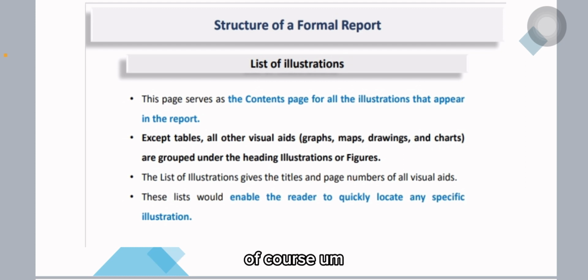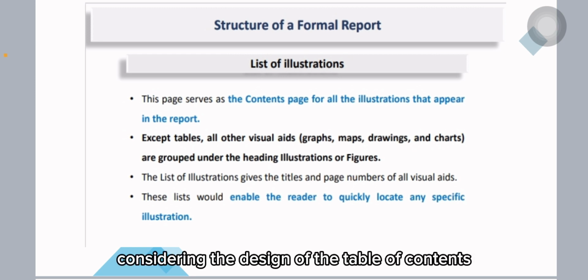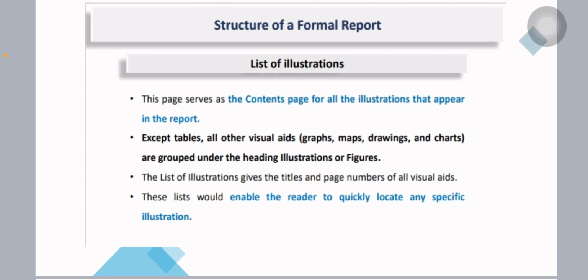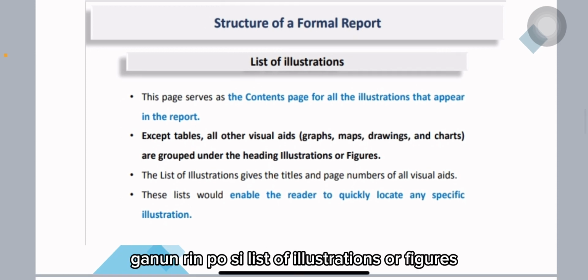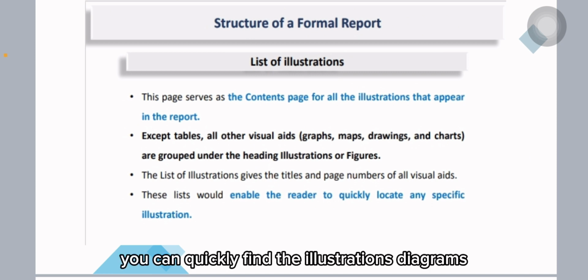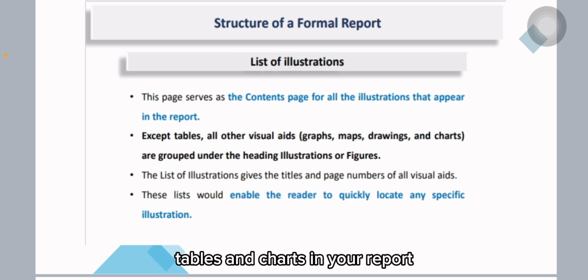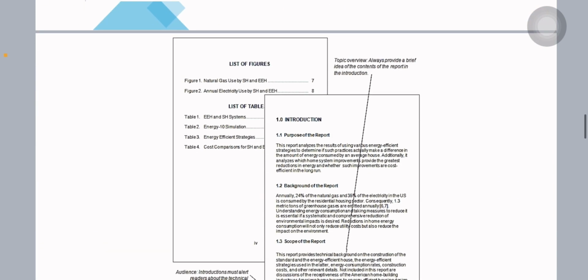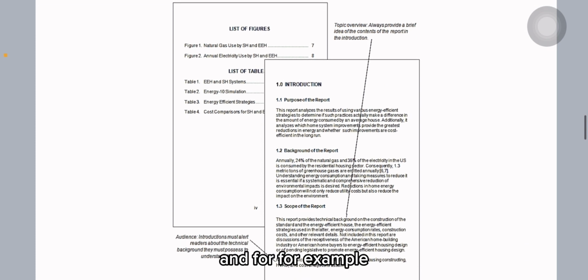illustration. Of course, there are many designs to consider, like the design of the table of contents, ganun rin po si list of illustrations or figures. So just like the table of contents, you can quickly find the illustrations, diagrams, tables, and charts in your report by the use of this structure. And for example, list of figures and list of tables. If you have figures and tables, ipagsama na lang po like this.